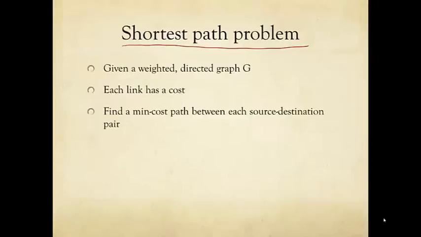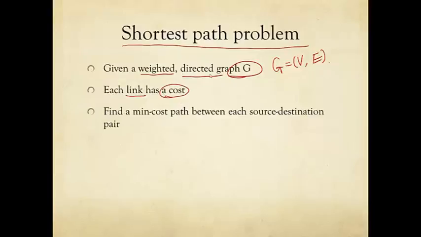What is the shortest path problem? So we're given a graph G, that is, we're given a vertex set and edge set, a set of nodes and a set of links. And it is a weighted graph, so each link has a certain number, a weight associated with it, interpretable as the cost of using that link.